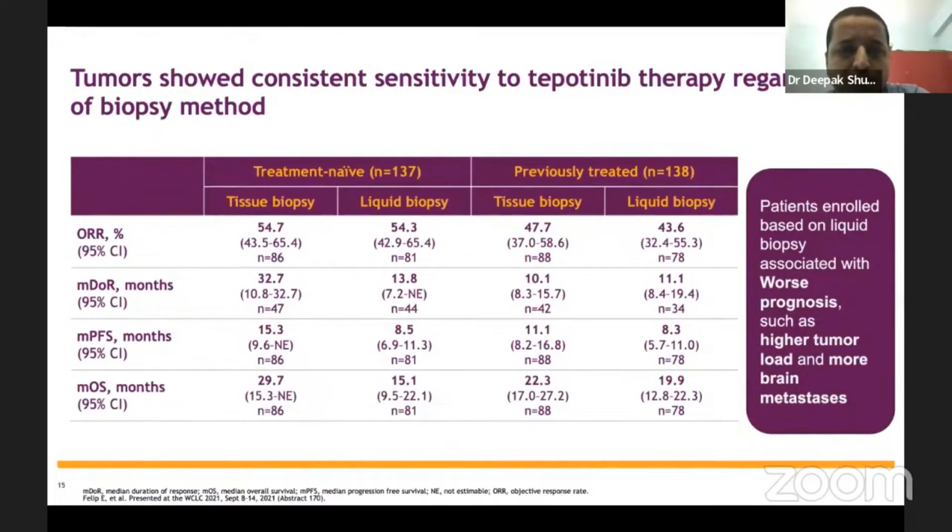What this data showed is consistent sensitivity to tepotinib therapy regardless of the biopsy method. So whether we do a tissue biopsy or a liquid biopsy, whether a patient is treatment naive or previously treated, but what we can see from this table is that patients with liquid biopsy had a lower PFS, whether they were previously treated or treatment naive. A possible reason for this was that patients with liquid biopsy had a higher tumor load, and more patients with brain metastasis were in the liquid biopsy cohort.